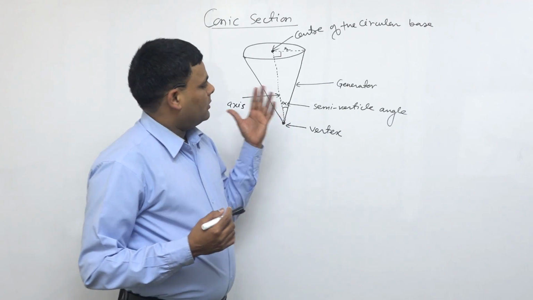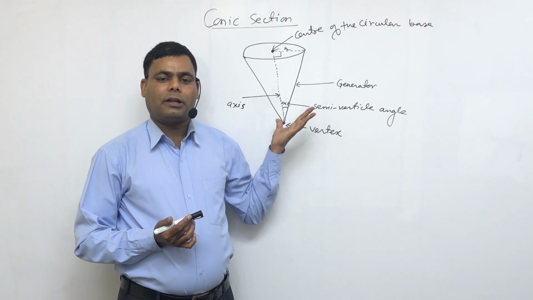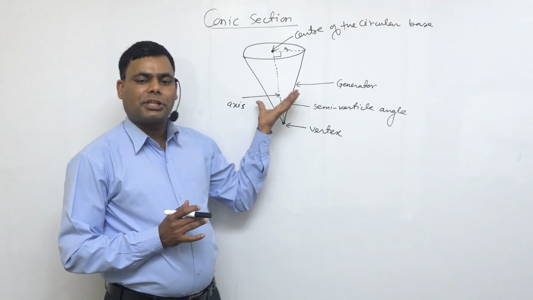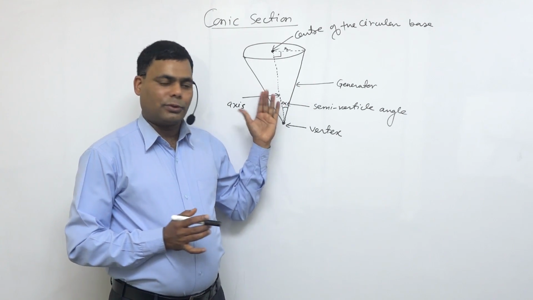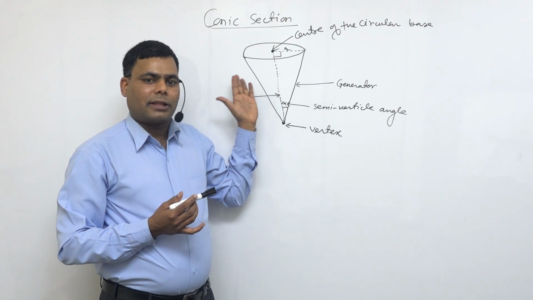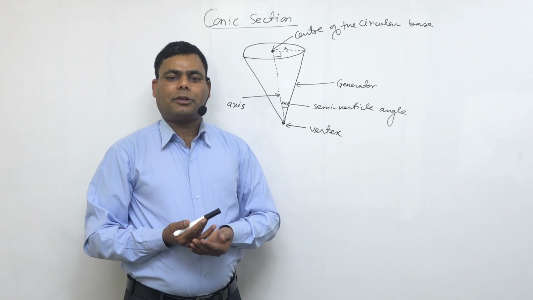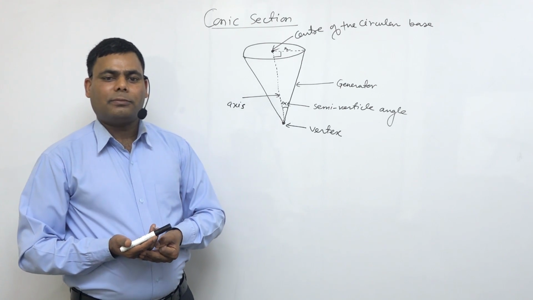Okay, now the sections of these right circular cones are generally called right circular conic sections. When we intersect a cone with a plane, the different types of geometrical shapes that are formed are called conic sections.